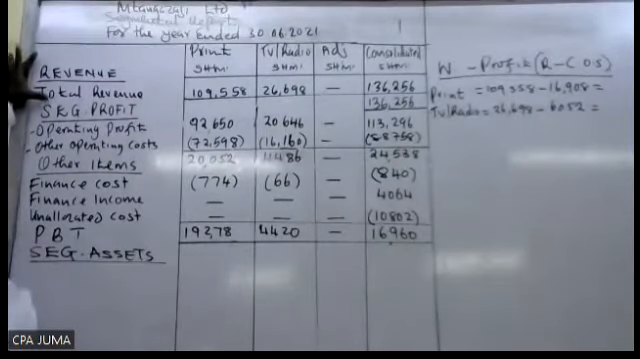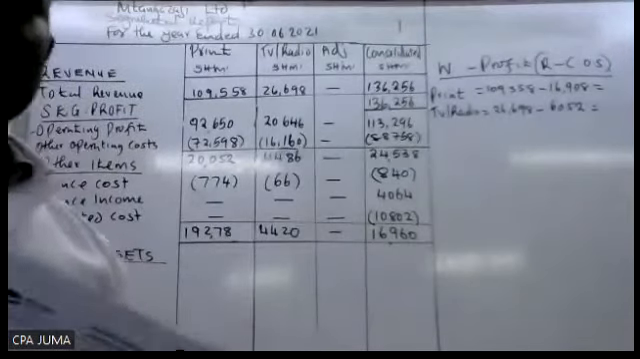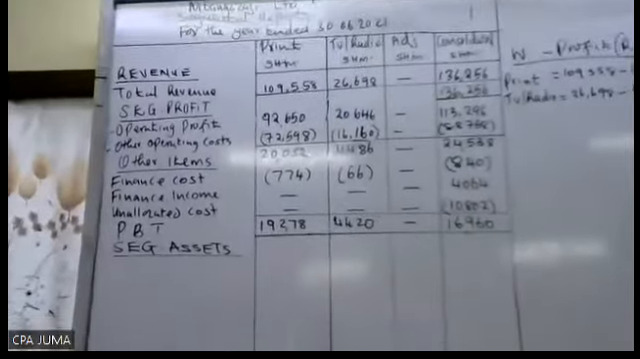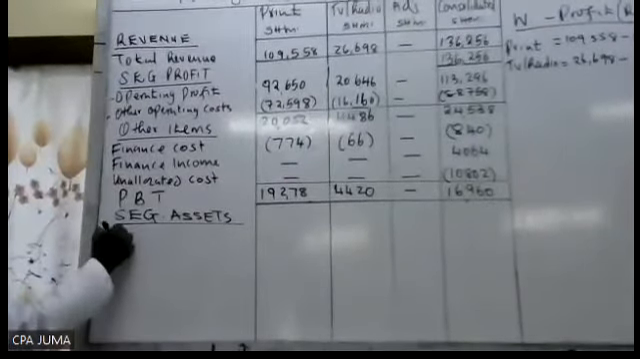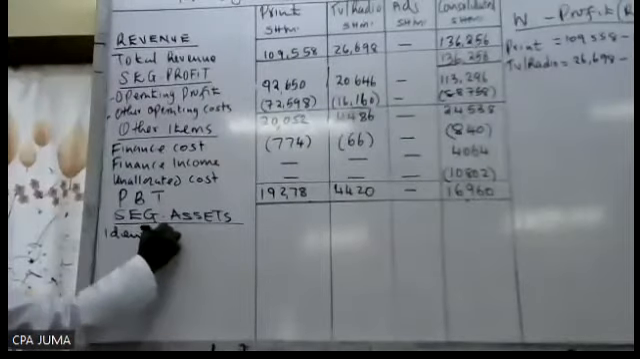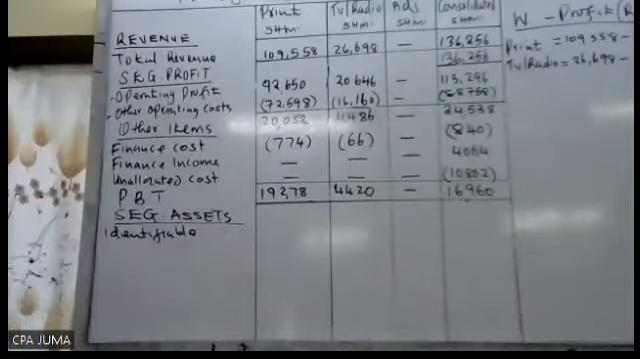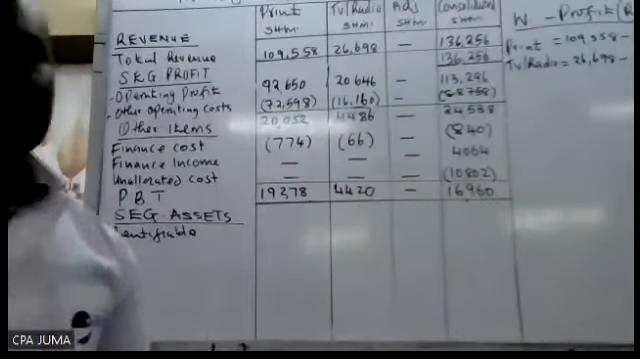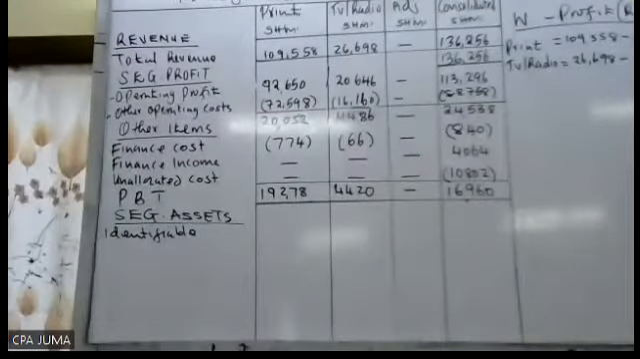You start with segment revenue, segment profit, assets, liabilities, and cash expenses, capital expenditure, if any. Segment assets, identifiable. So identifiable are those which are specific. Identifiable assets. Can you spread them across? Check for me the ones which are unallocated.